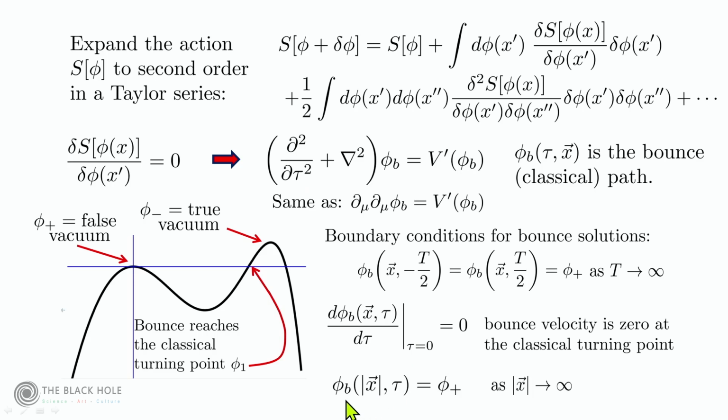Important point over here is that at large values of x, so that is to say at spatial infinity, the field has to be 0. So the bounce field has to be 0. The instanton field has to be, not 0, sorry. It has to be the false vacuum.